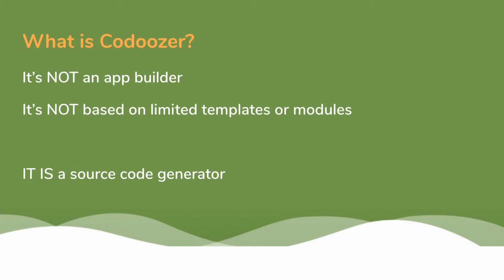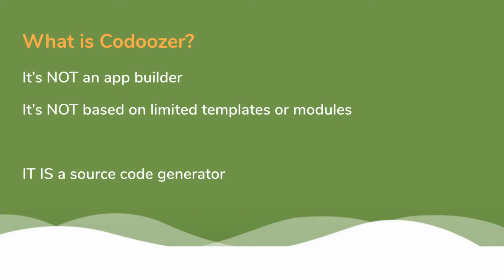So what's Codoozer? It's not an app builder. That's very important. Maybe some of you know app builders like MovingCube, Business Apps, and App Machine. Basically, those are drag and drop app builders. They offer some templates and some modules, and you can combine them or customize them, and then you have your app. They are very easy to use, but they are quite limited. If you want to create a real app like Uber, like these big apps, it's impossible to create those with a drag and drop app builder. So Codoozer is not one of them.